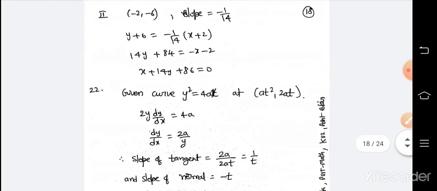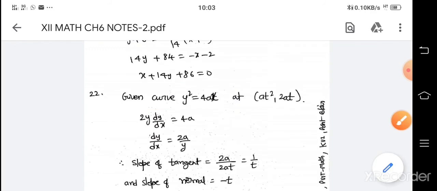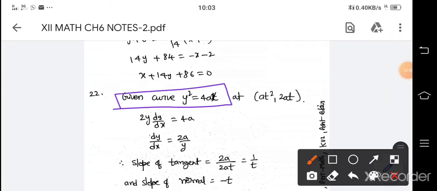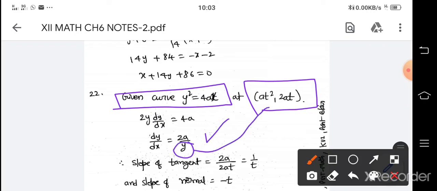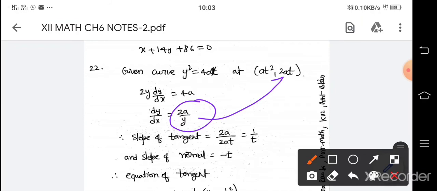Now, 22nd question. Given curve equation is y square = 4ax. What is the given curve? y square = 4ax. At the point (at square, 2at), they asked us to find out the equation of both the tangent and normal. First find out dy by dx. We got 2a by y. What is y? You substitute y = 2at in this dy by dx.